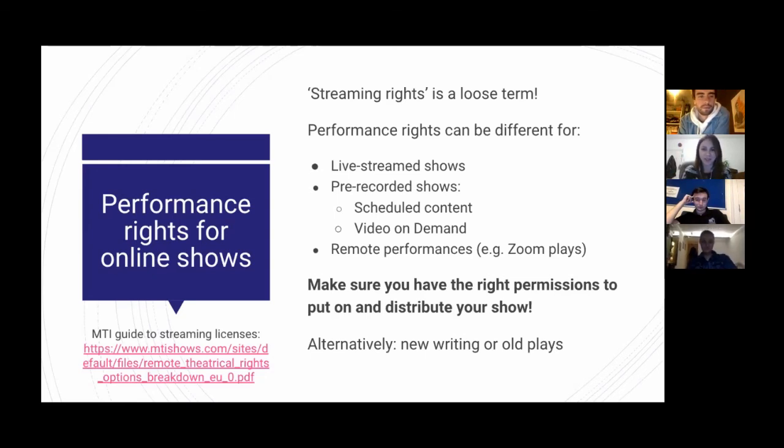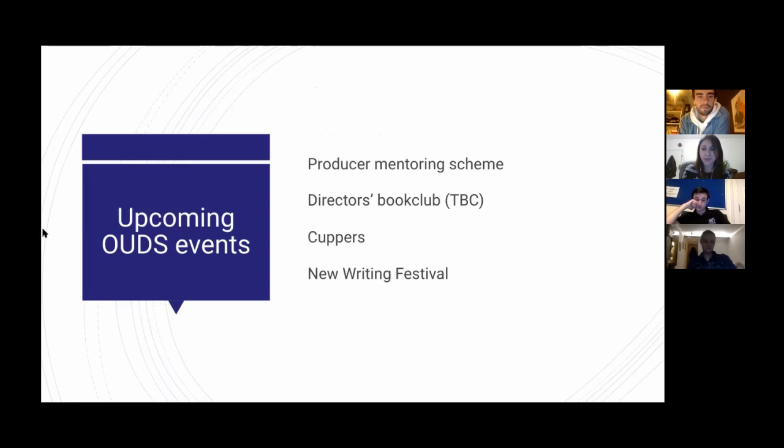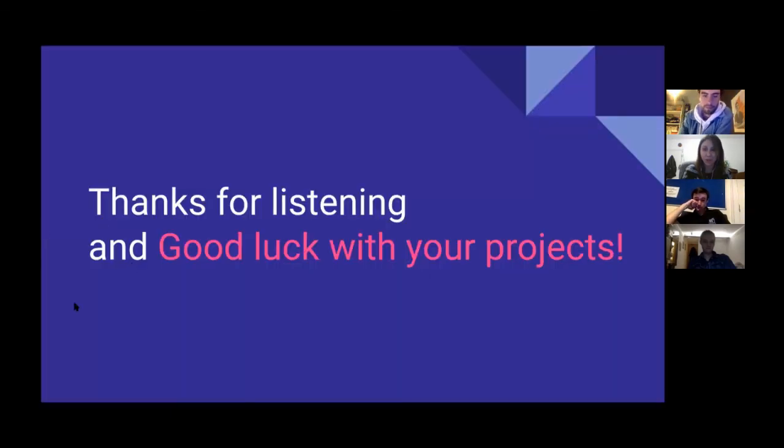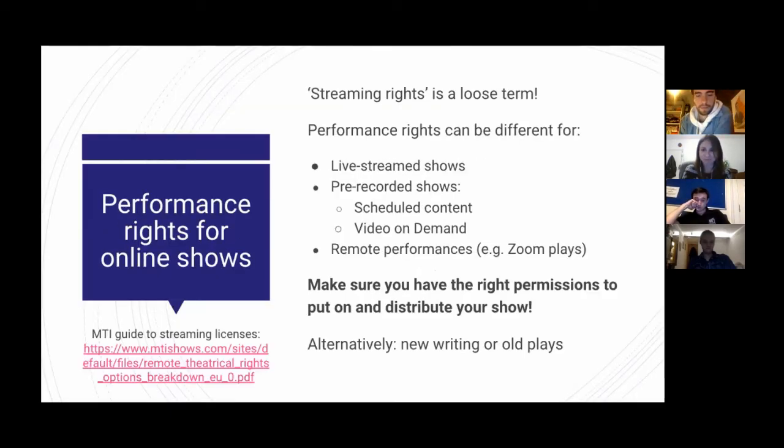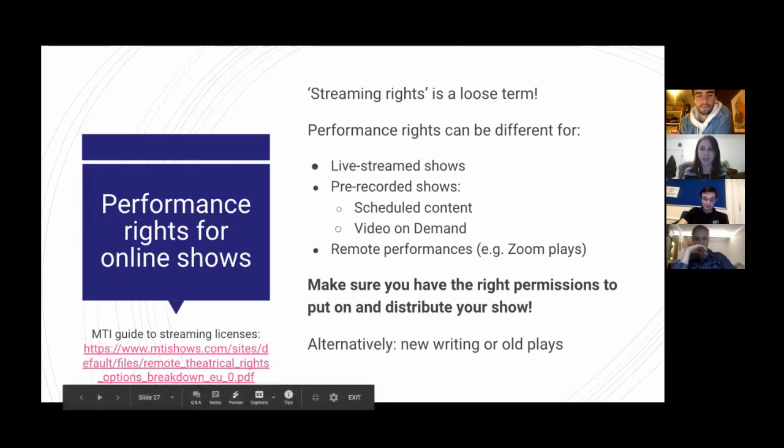So long story short, make sure you have the right permissions to put on and distribute a show, and talk to your licensing company, because they probably want you to put on your show. This is the only way to have amateur shows right now, so they will want to help you, but you need to ask if you're not sure. Alternatively, save yourself some hassle, do new writing or Shakespeare shows. That's also fine. But if you do need licenses, just be really careful that you have the right permission. And that's a really helpful guide that MTI have put together about different types of performance licenses that are available online.